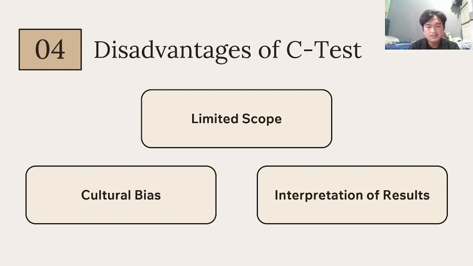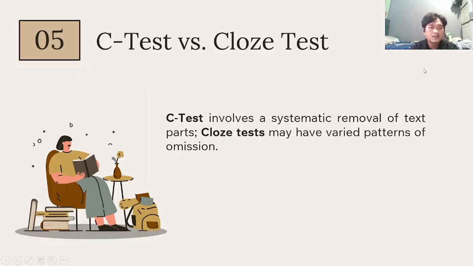Next, the last is interpretation of results. A C-test requires learners to fill in missing words based on context, which can be challenging for those who may not have a strong grasp of contextual clues. This reliance on context can disadvantage learners who are still developing their language skills, as they may struggle to infer the correct answers.